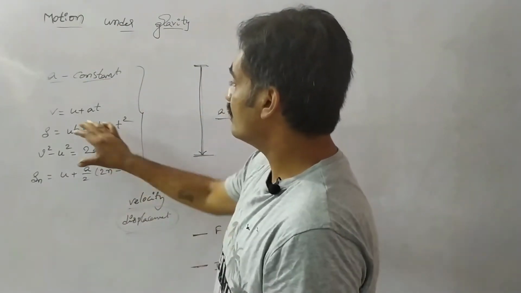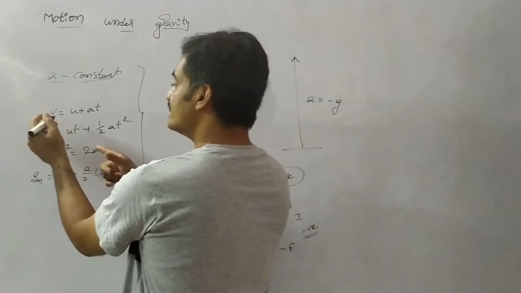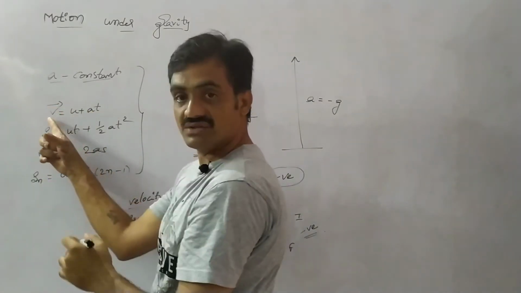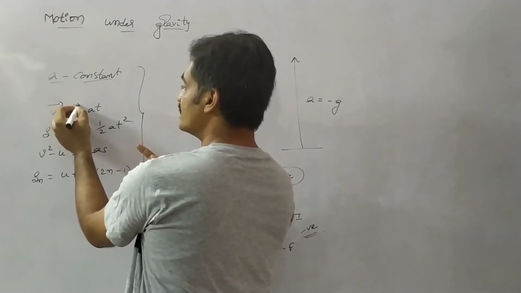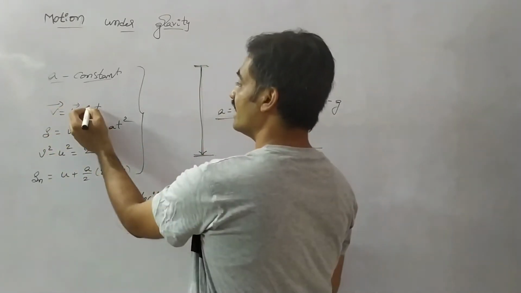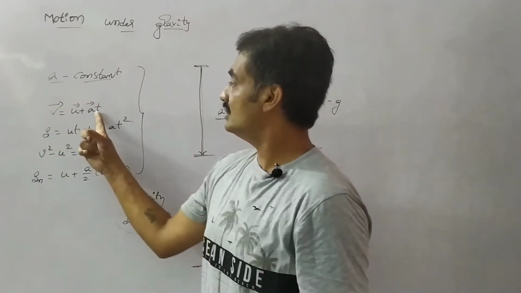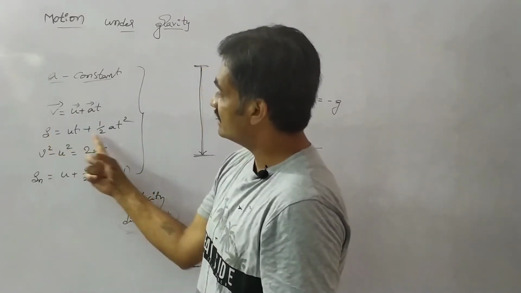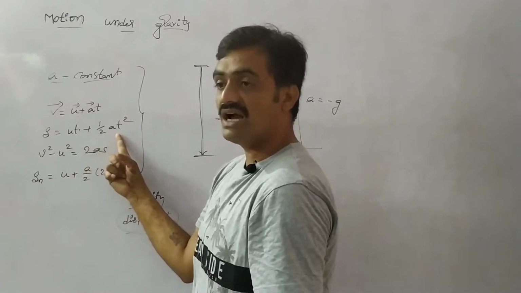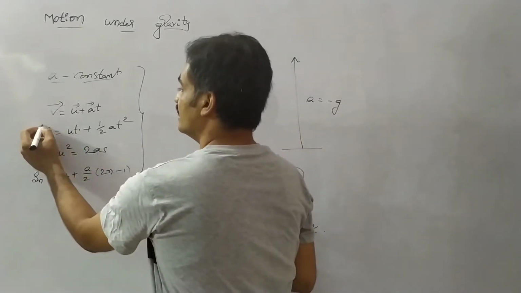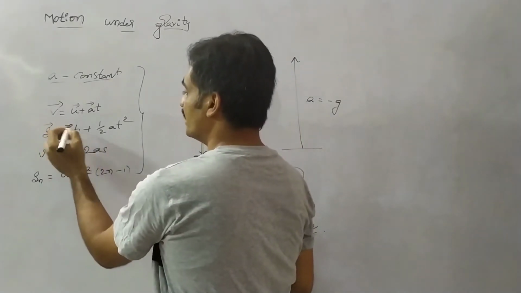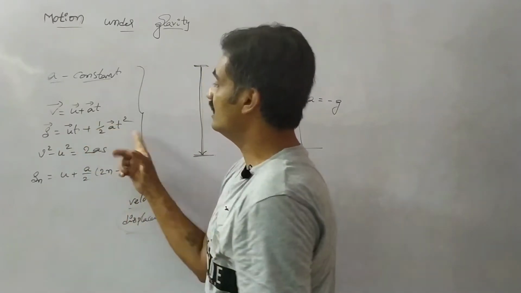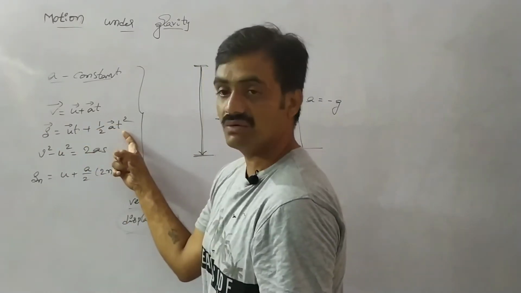One more condition: if we consider v equals u plus at, v is a vector, velocity is a vector quantity, initial velocity is also a vector quantity, and acceleration is a vector quantity. So the resultant is also a vector. Observe this, s equals ut plus half at square. Here s bar equals u bar, time is a scalar quantity, plus half into a bar into t square. It is also a vector quantity.